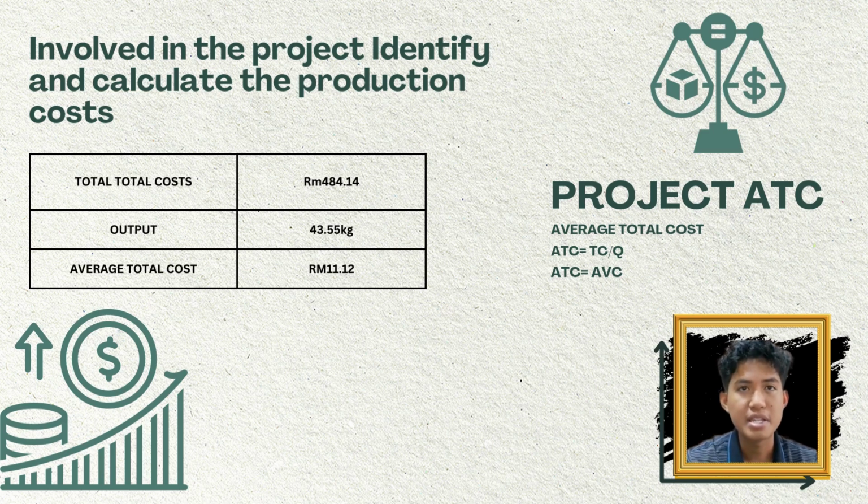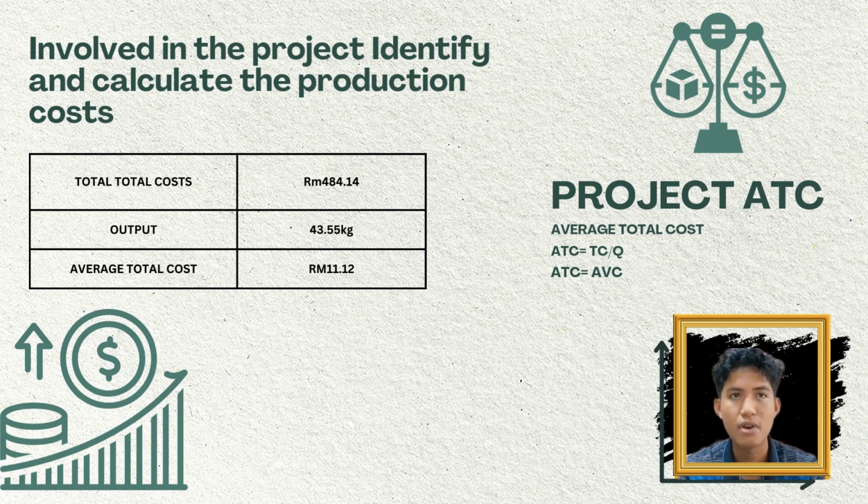Next, we have the ATC, the average total cost. The average total cost can be calculated by taking TC and divided by quantity. However, like I said before, we do not have the total fixed cost. Therefore, we must take ATC, the average total cost, equal to average variable cost. Therefore, it's the same as before. The total cost is 484 ringgit and 40 cents. The output is 43.55 kg, and the average total cost is 11 ringgit and 12 cents.